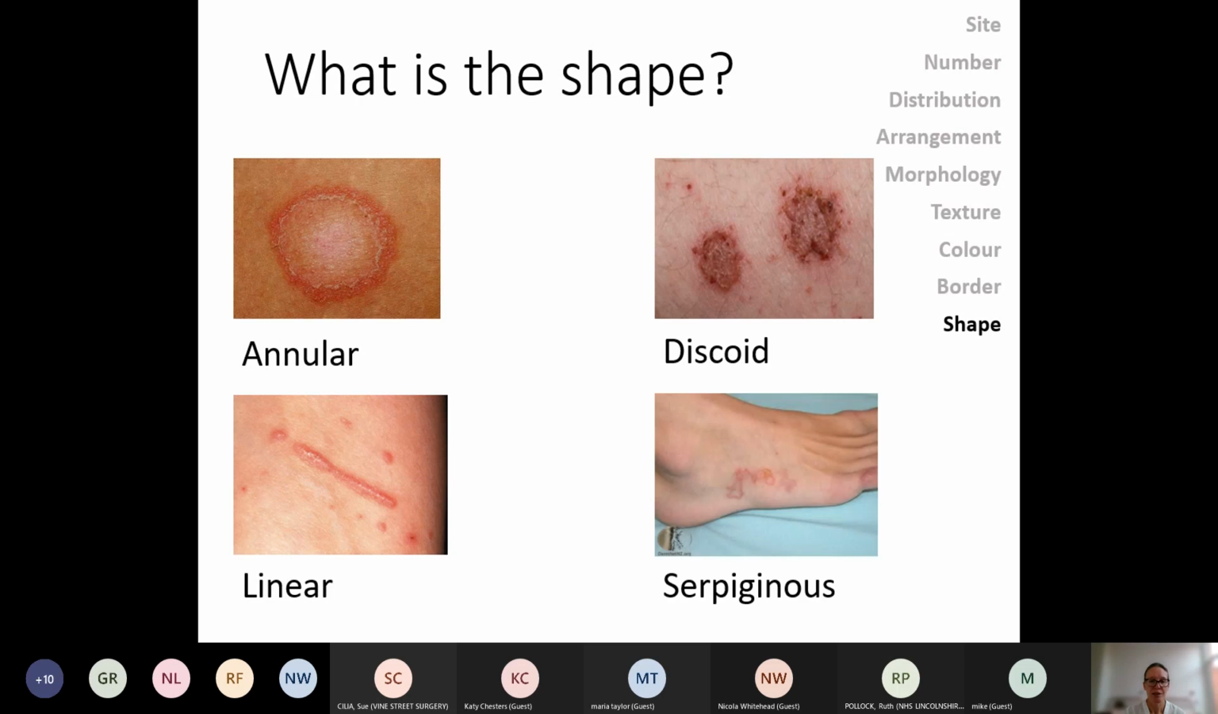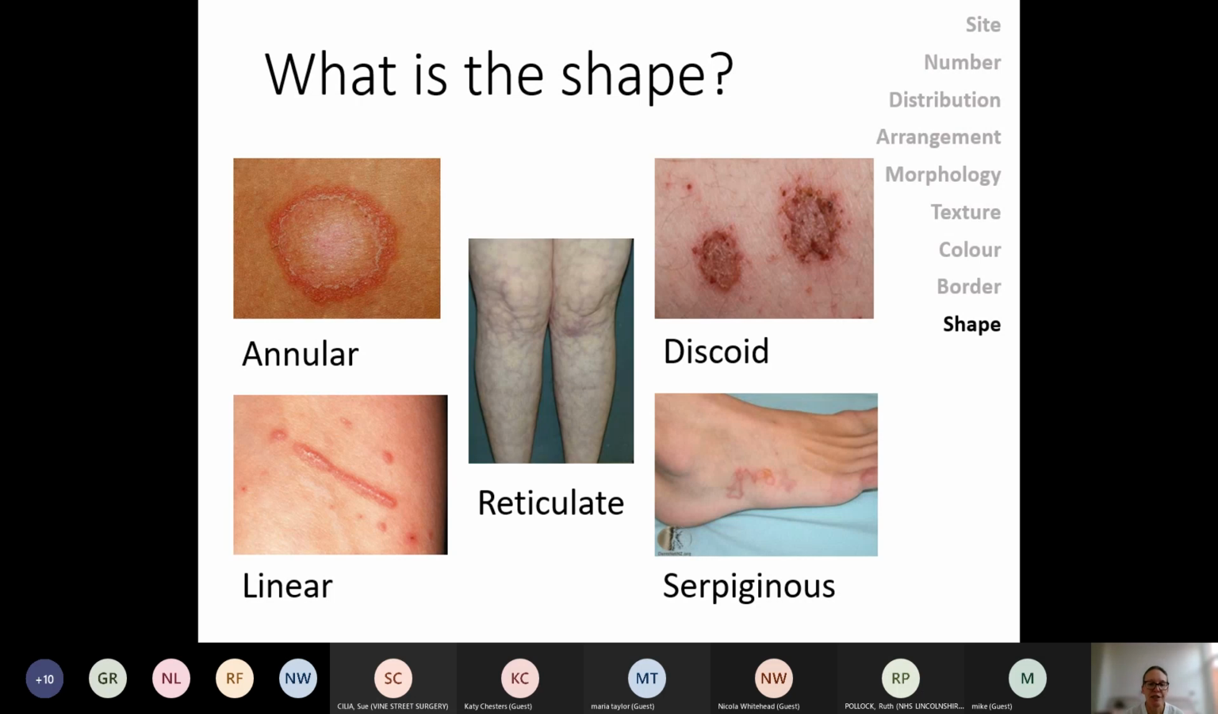Linear, if it's a line. Serpiginous is a term if it's kind of S-shaped or wiggly. And reticular is a word for net-like. So you can kind of see on those legs that there's a network of the purple lines. They look a bit like a net.